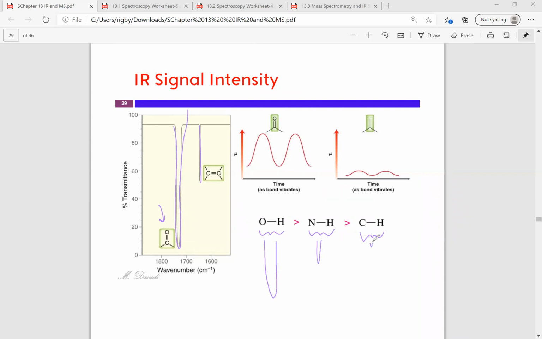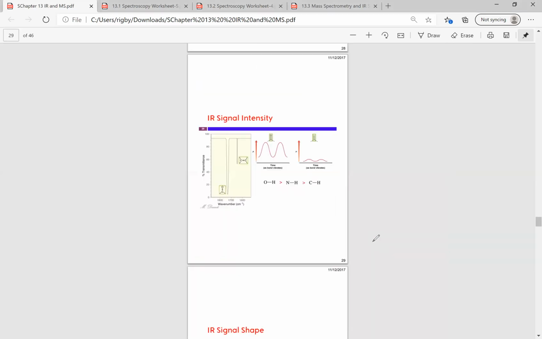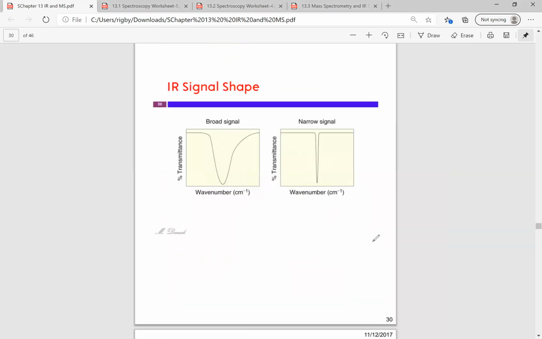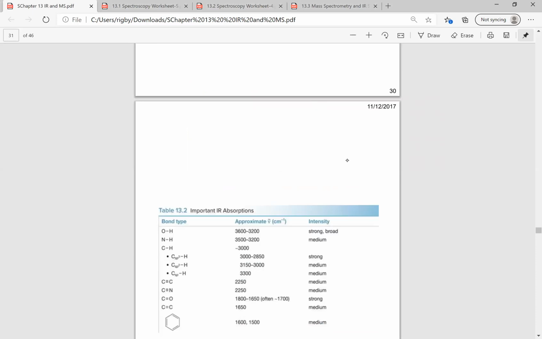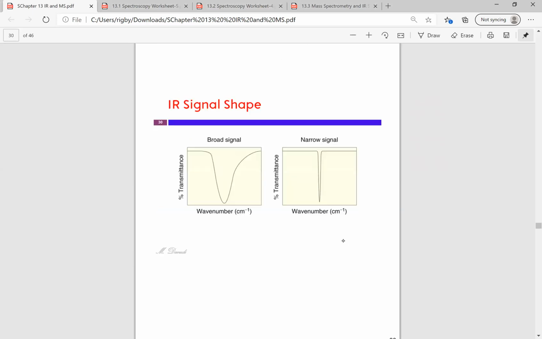Okay? All right. So now we're looking at IR signal shape. Now, this is probably less important than the other two that we've talked about, because generally the only really broad signal that we'll be talking about is OH. So remember that. The broadest signal that we'll generally be talking about is OH. And this has to do with hydrogen bonding. Let me see if he wrote that on this one here. No, he didn't. So it's about hydrogen bonding.